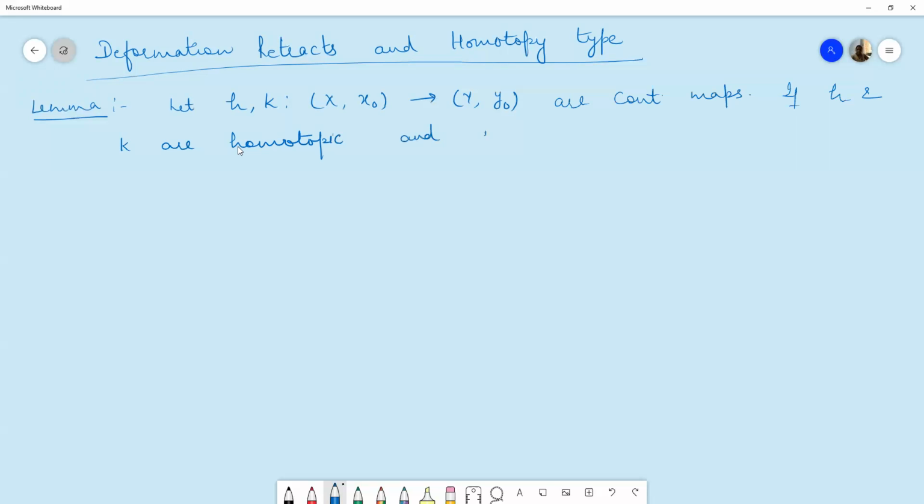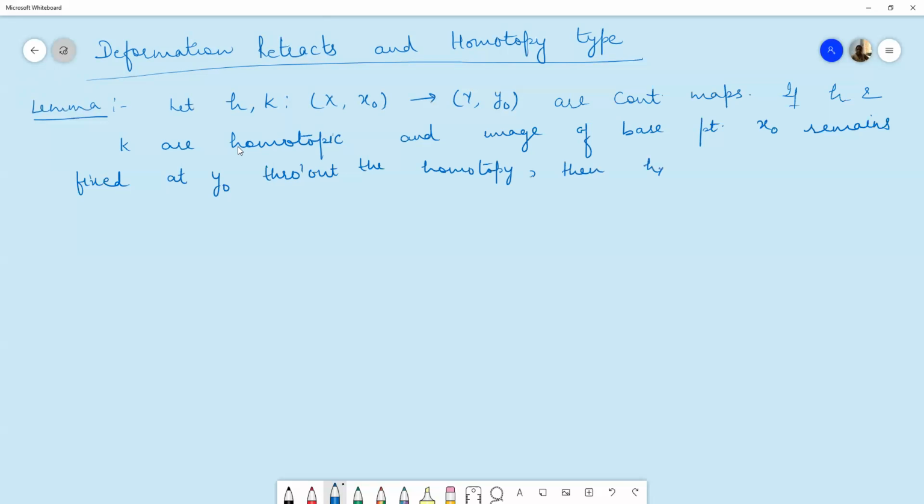and the image of the base point x naught remains fixed at the point y naught throughout the homotopy, then the induced homomorphisms H star and K star are equal. So let us prove this. The proof is very obvious.